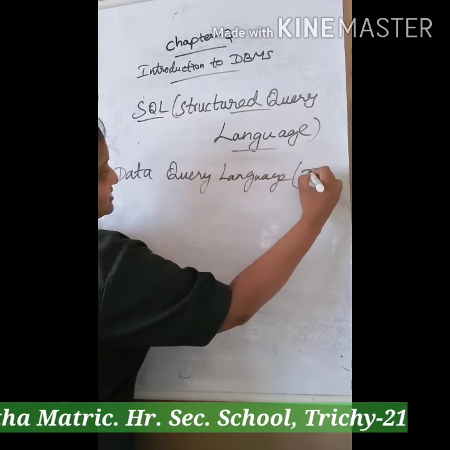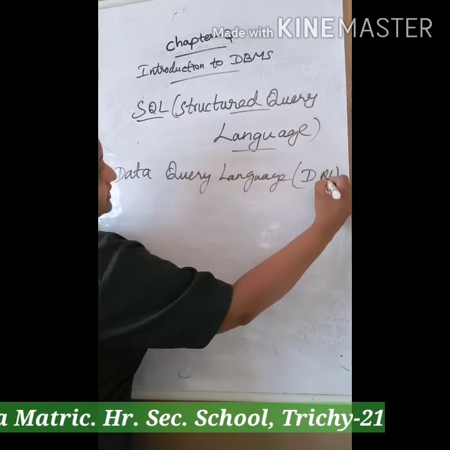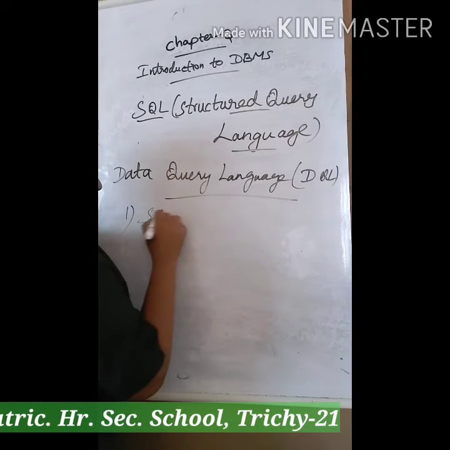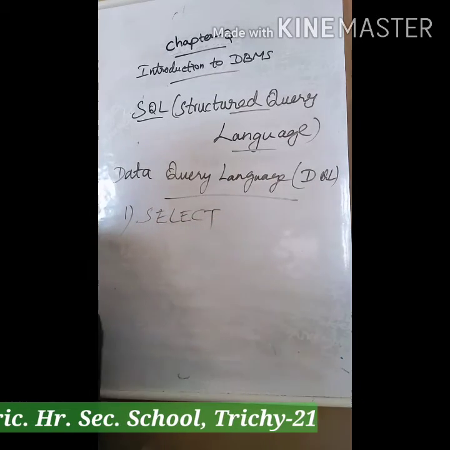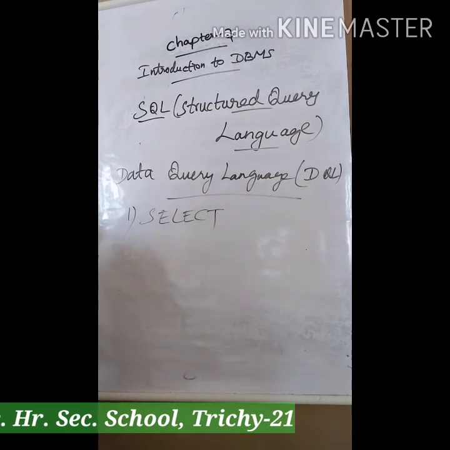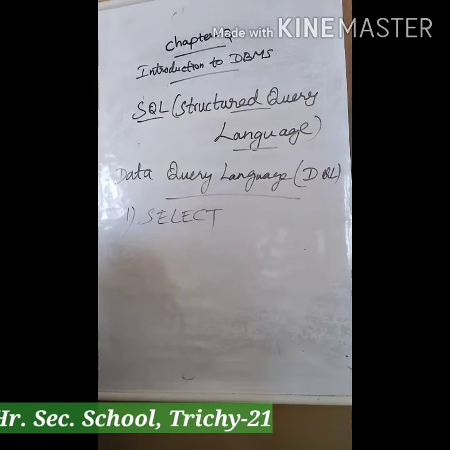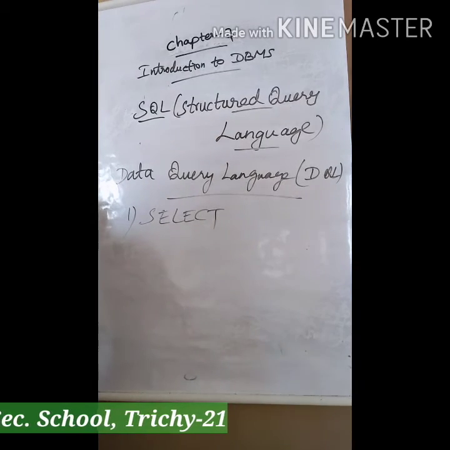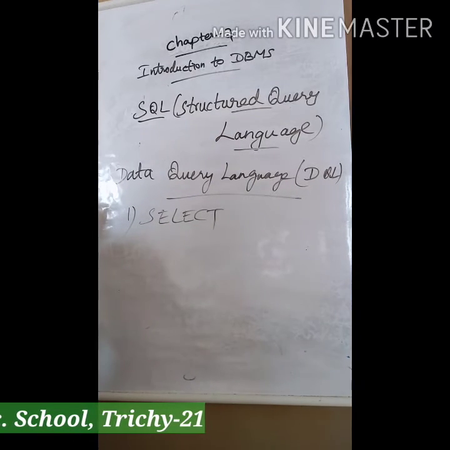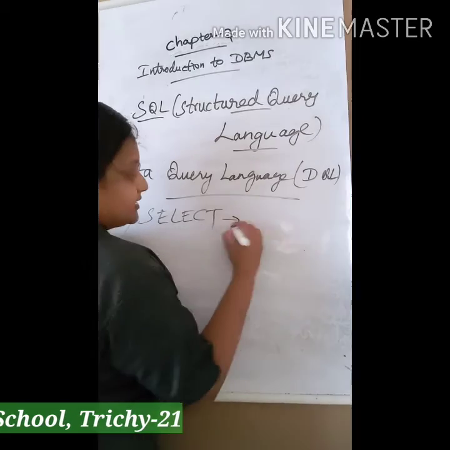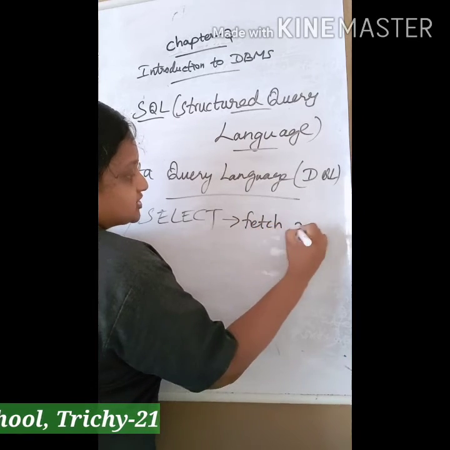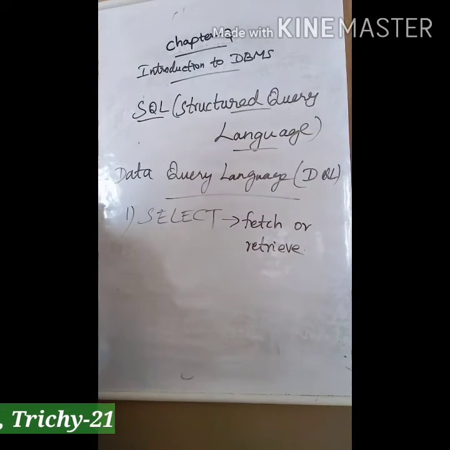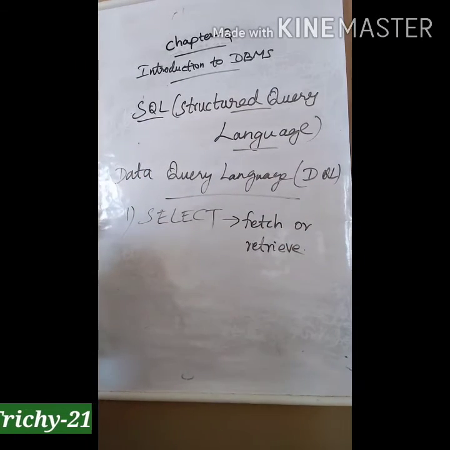Next one is data query language, that is DQL. Here in DQL we use only one command, that is select. The select command is the only SQL command used to fetch or retrieve the information data from the database. This command is used to fetch or retrieve data from the database.